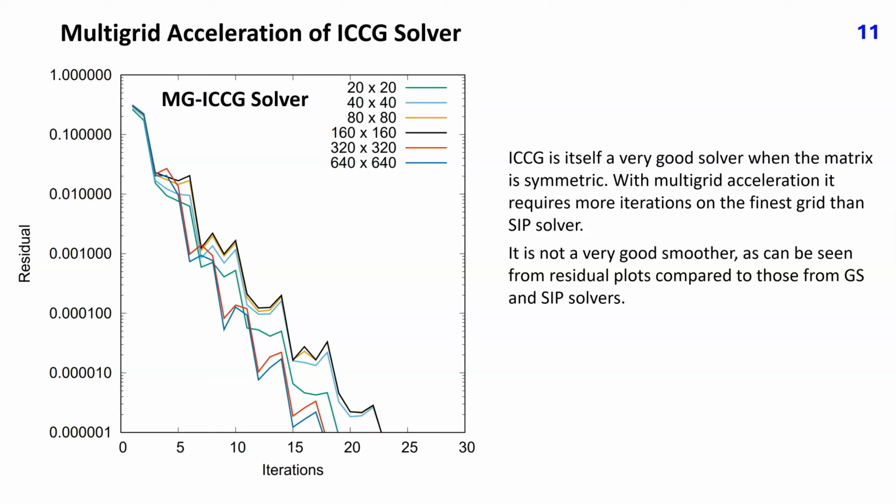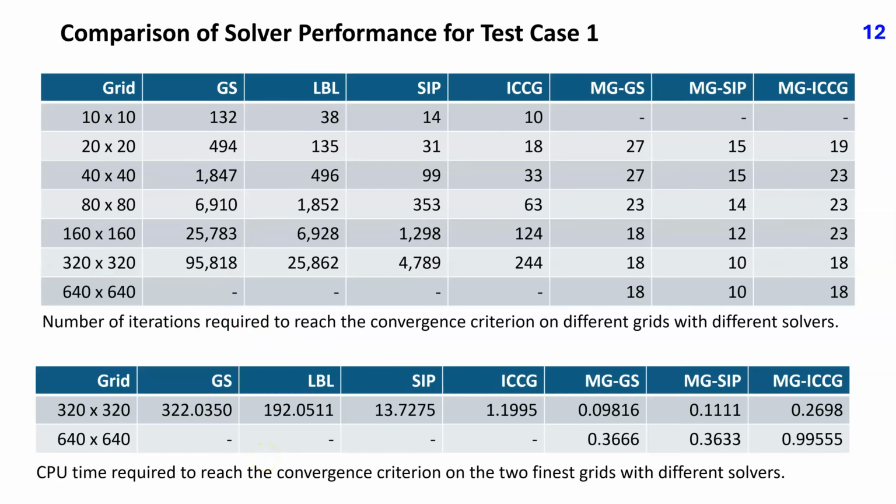Without multigrid acceleration, ICCG is the fastest solver for Laplace and Poisson equations, but multigrid is faster with either Gauss-Seidel or SIP solver. The first table in this slide shows the number of iterations required to reduce the residual norm by 6 orders of magnitude for each grid and solver. We see that the number of iterations required to meet the convergence criterion increases by about a factor of 4 with each grid refinement by halving the grid spacing in each direction for Gauss-Seidel, LBL, and SIP solvers. For ICCG, the number of iterations roughly doubles with each grid refinement.